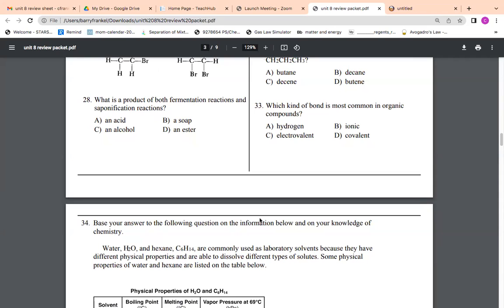Which kind of bond is most common in organic compounds? Hope we know this one. Mostly everything is carbon and hydrogen bonds, all non-metals. So these are going to be covalent. All right, number 34.